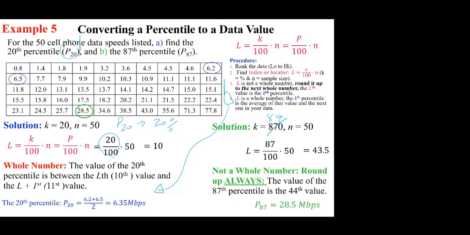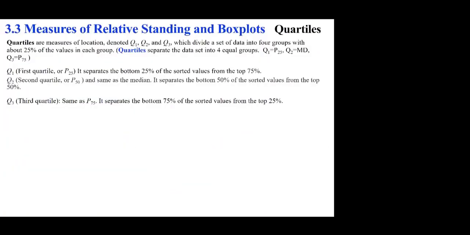There is one more topic we want to cover, measures of relative standing and box plot. So we're going to look at quartiles. Quartiles are measures of location denoted Q1, Q2, and Q3, which divide a set of data into 4 groups with about 25% of the values in each group. Quartiles separate the data into 4 equal groups. Q1 is equal to P25, Q2 is equal to median, and Q3 is equal to P75.